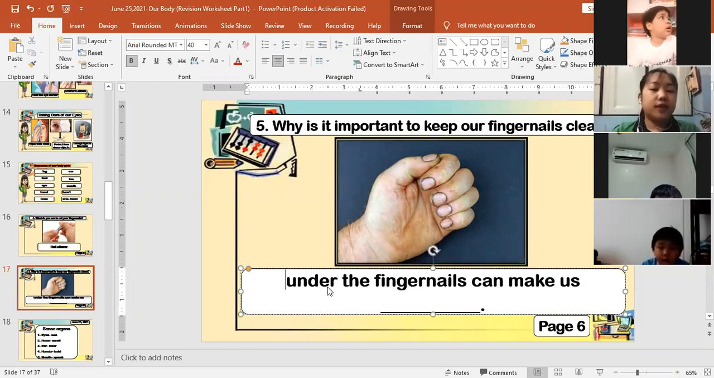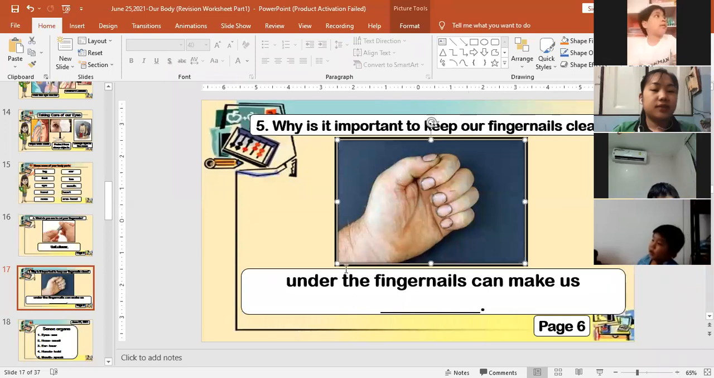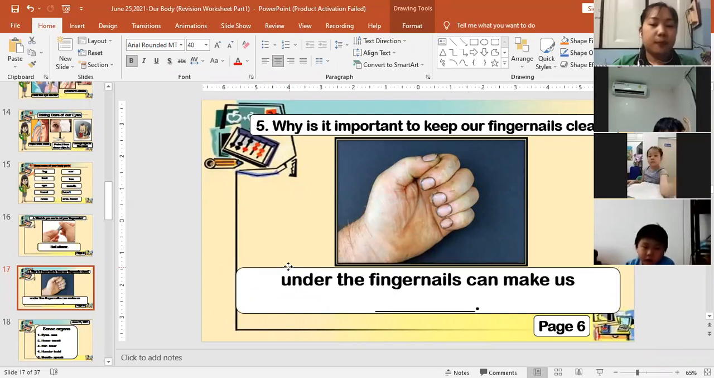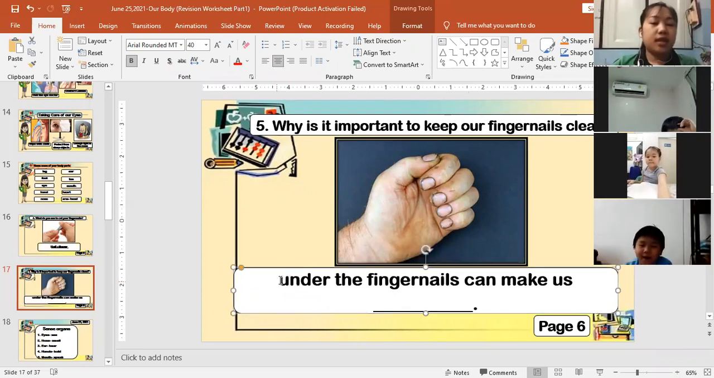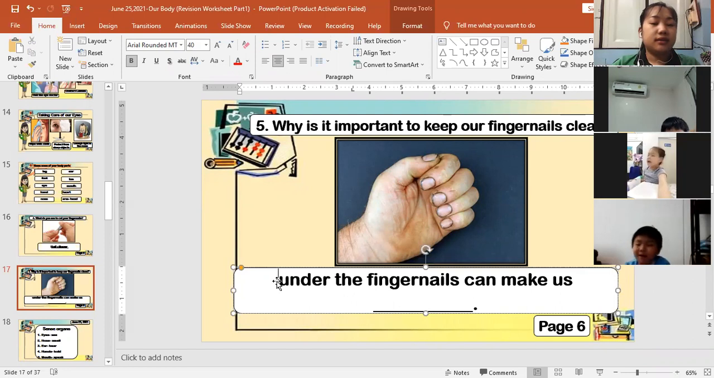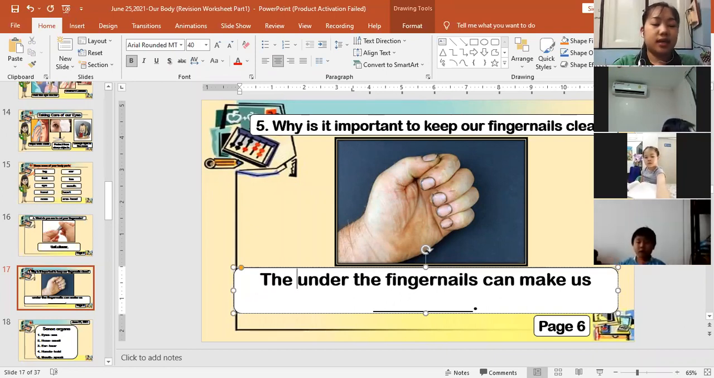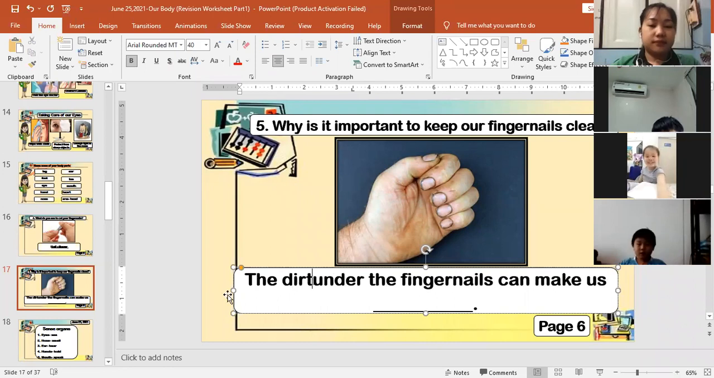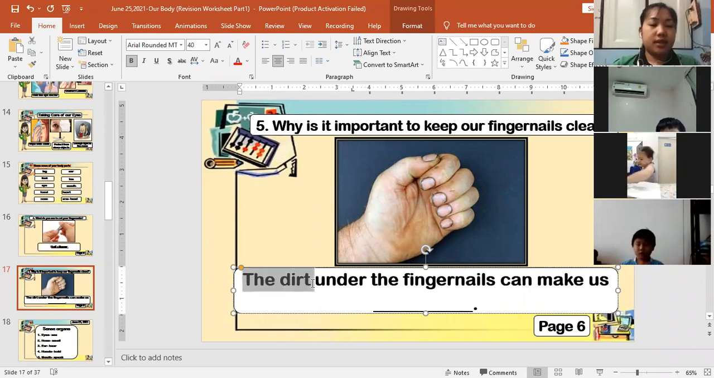What can you say about the fingernails? Dirty. Okay, dirty. You write the dirty. We can write the dirty. The dirt under the fingernails can make us sick.